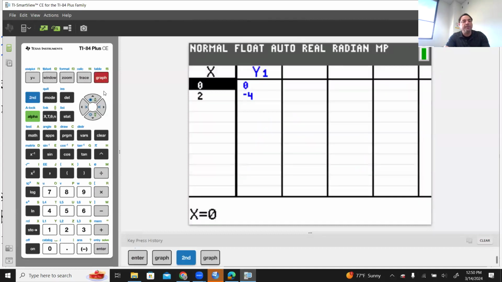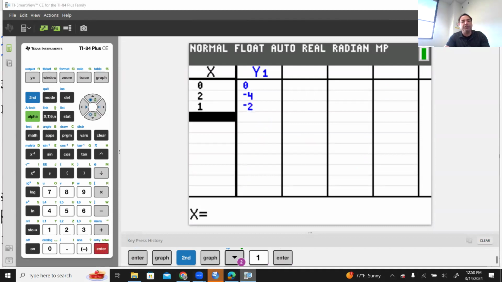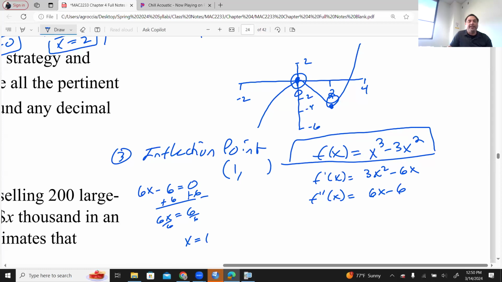So I go back to the table. I'm going to plug in 1. When I plug in 1, you get -2. So we have an inflection point at 1, -2. But before I say that, let's check it. Is that inflection point where it changes from a sad face to a happy face or vice versa? Yep. It starts sad and it ends happy because next week is spring break.